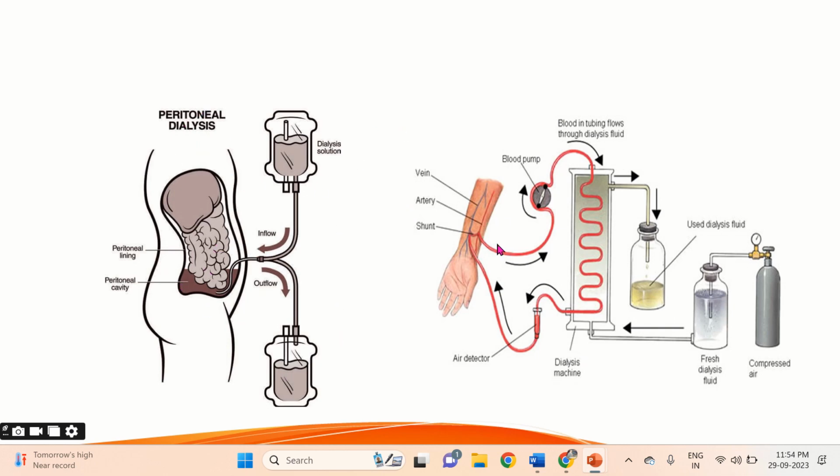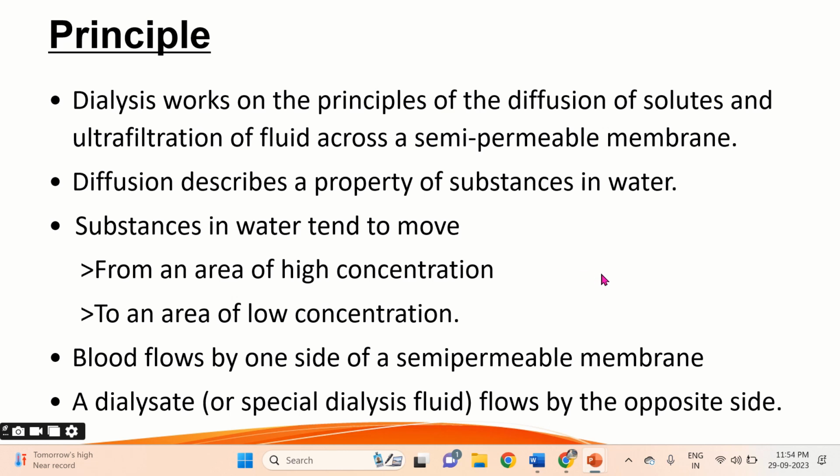These figures explain in detail how the blood in tubing flows through the dialysis fluid. The principle behind dialysis is that it works on the principles of the diffusion of solutes and ultrafiltration of fluid across a semi-permeable membrane. Diffusion describes a property of substances in water. Substances in water tend to move from an area of high concentration to an area of low concentration.